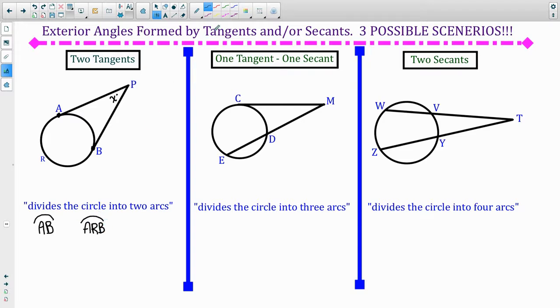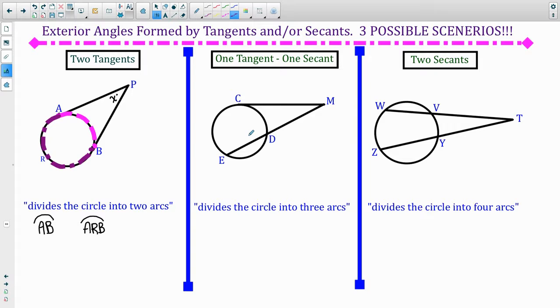So if we were looking at the minor arc from A to B, you could see how that arc is inside our angle still. And if we were going to look at the major arc, it would go all the way around the other direction back to B, dividing the whole entire circle into two arcs.